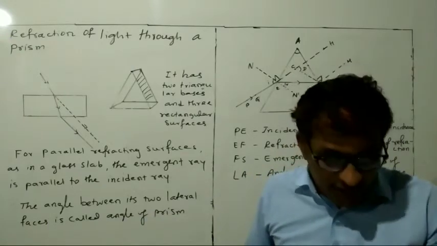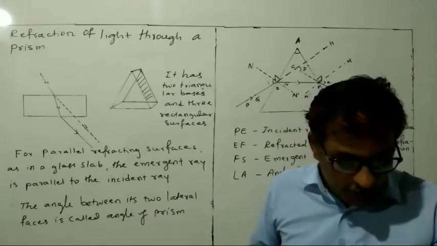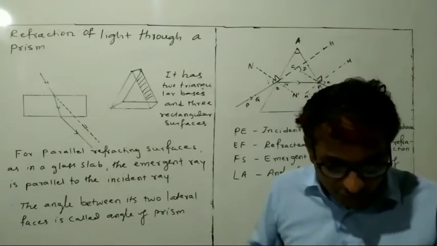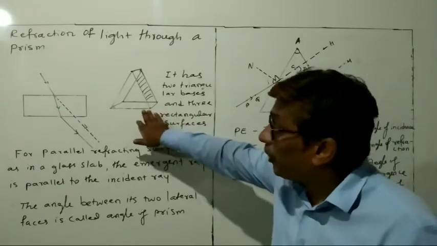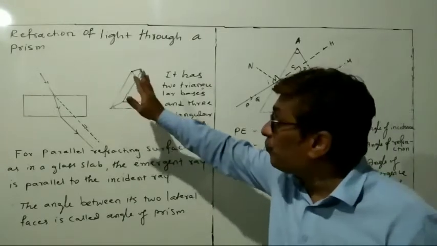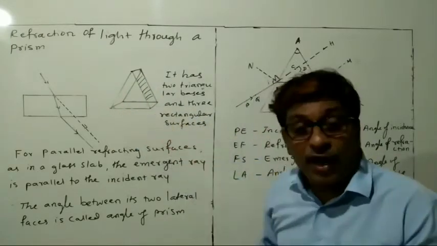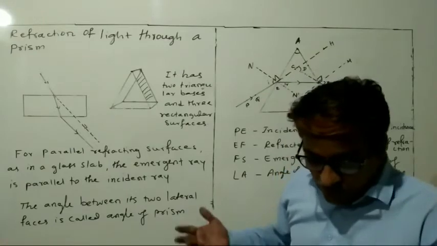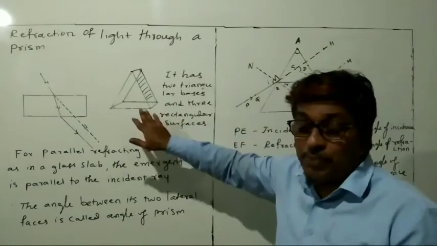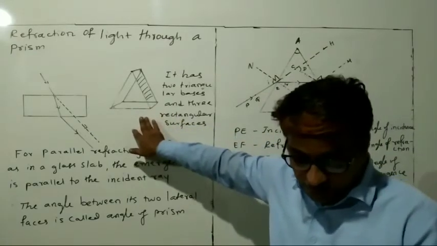Now the question here is, how would light get refracted through a transparent prism? Suppose you pass the light through the prism, how does it refract? So consider a triangular prism. So this one, a triangular prism.